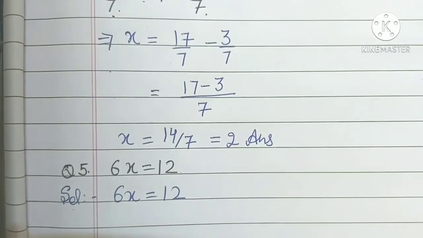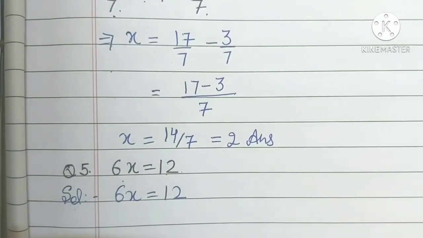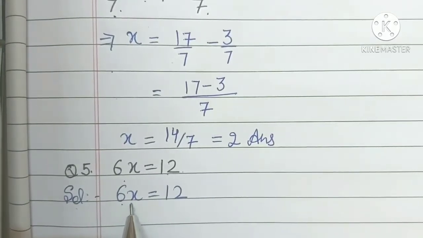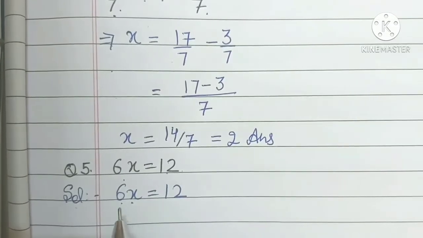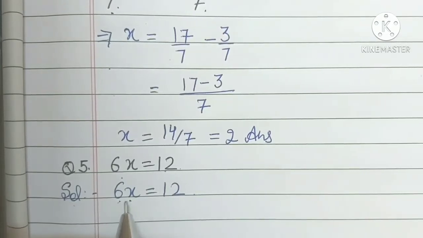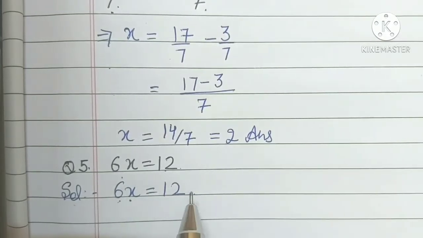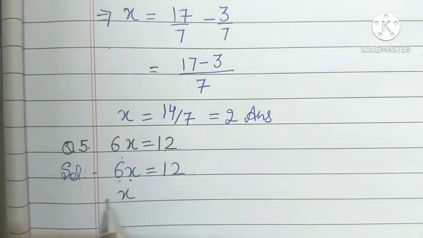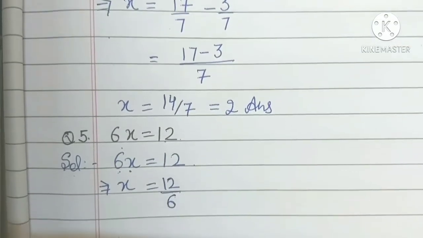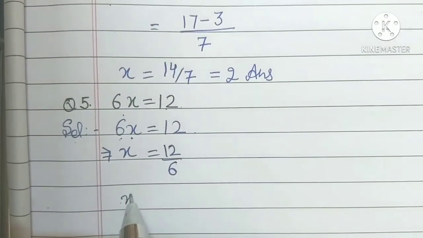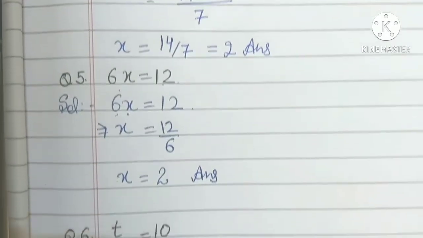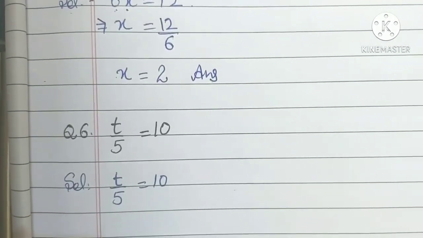Equation number 5. It is 6x equals 12. Now you can observe 6 is multiplied with this variable. So if I want to transpose this 6 to the right hand side, because it is multiplied with x, then when we transpose it, the equation will be x equals 12 divided by 6, and that will be x equals 2. So x equals 2 is the solution of the equation.